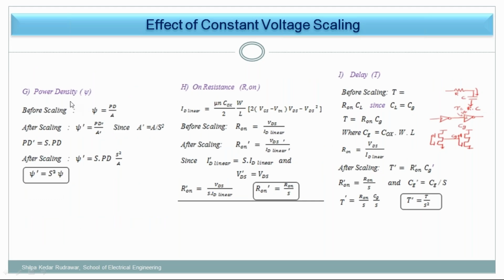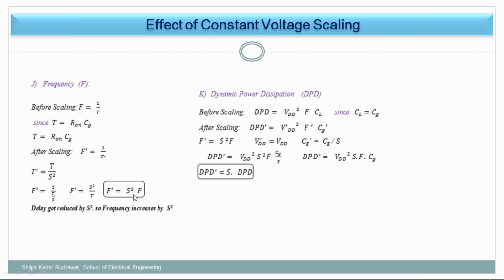The answer to the question I asked is power density. As the current density is increased by S cube, the power density will also be S cube times the previous, meaning it is increased by S cube. On-resistance was the same previously for constant field, but here it is reduced by a factor S. Time-wise it is more efficient, and the frequency of operation increases by a factor S square. So operation-wise it will be faster, but the power delay is more in this type of scaling.